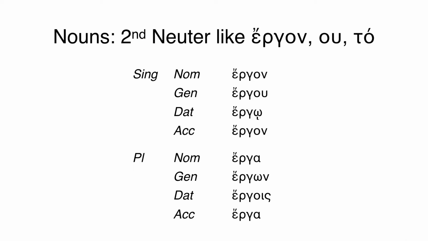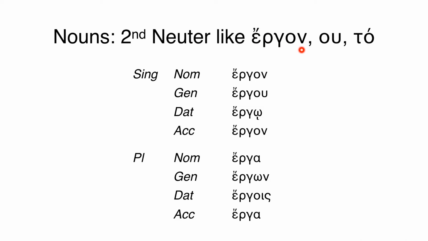I know that can be a little confusing, so just to run that through again. The second declension has both masculine and neuter noun possibilities. The first declension, only feminine at this point. So let's look at our key example of second declension neuter nouns. It's a second declension neuter like ergon.